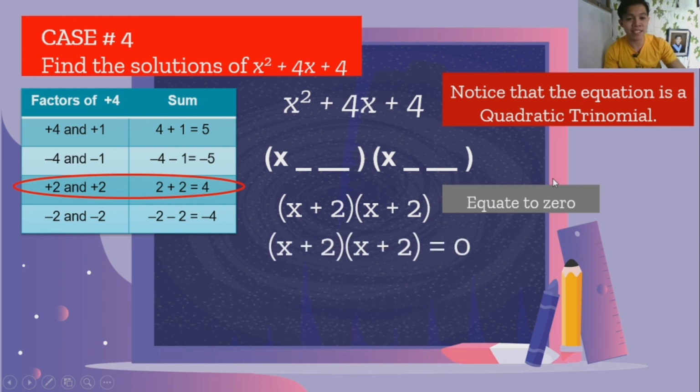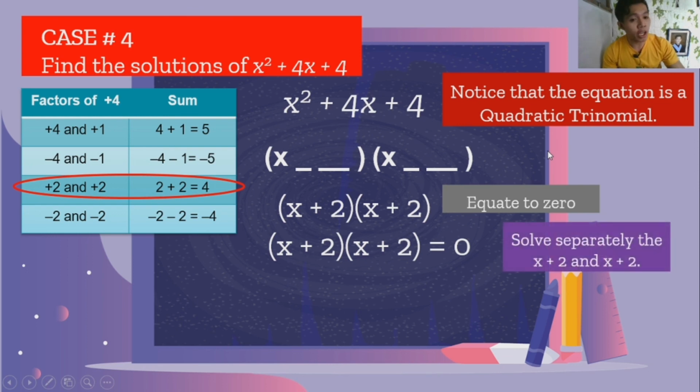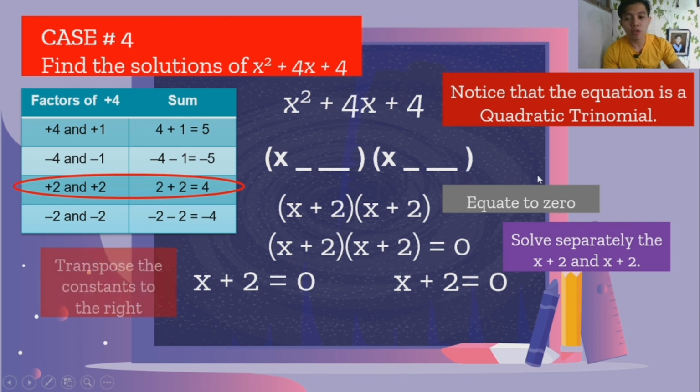That's how simple it is. And then, equate it to 0. So, it becomes equal to 0. And then, when we're at that step, just separate x plus 2 and x plus 2. Solve separately. So, we have x plus 2 equal 0. Copy the equal 0. And the other one is also x plus 2 equal 0. Okay? And then, the next step is to transpose the constants to the right side. Move the positive 2, it becomes negative 2. Therefore, the solutions of x squared plus 4x plus 4 are negative 2 and negative 2.